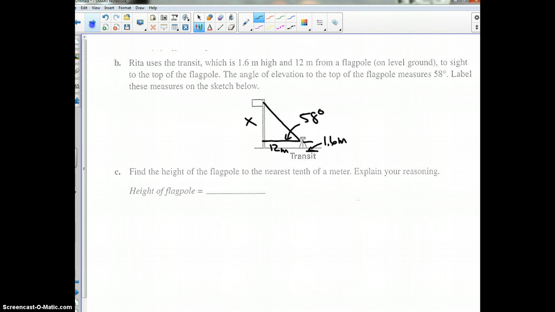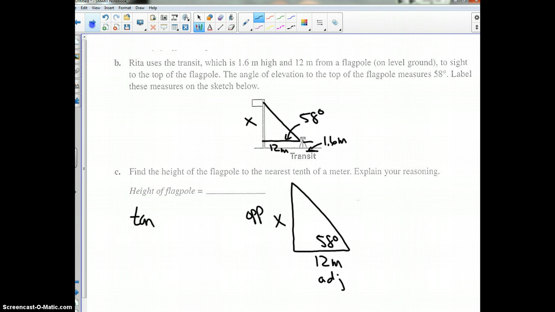So to start with, we realize what we have in our triangle. If I'm just going to re-sketch it below, you have 58 degrees here. That's 12 meters. Here's your X. What we have, this side is the adjacent. This is the opposite. So what we really have is the tangent function. The tangent of 58 degrees equals the opposite, meaning X, over the adjacent, which is 12.